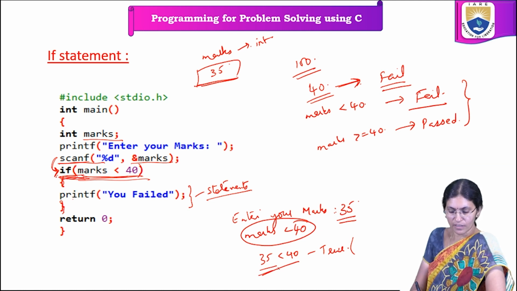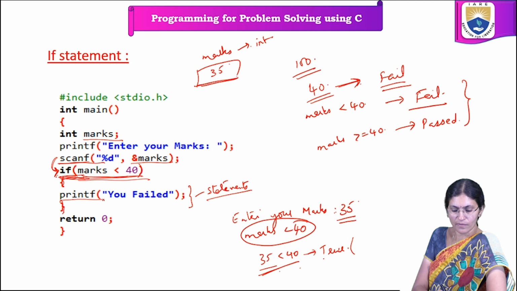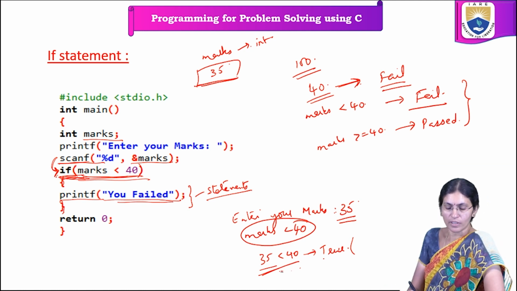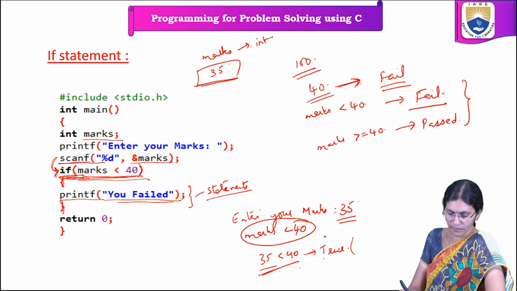So the marks which we have entered is 35. That is less than 40. It evaluates to true, and then the control is transferred inside the if block. Here we have written a printf statement, "You failed". So 35 is less than 40, that means you will get the message as failed. You failed will be printed on the screen.